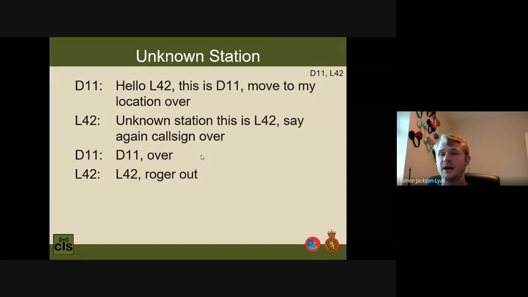Delta 11 comes back with their call sign and nothing else, because that's all they needed to say. And then Lima 42 can reply, Roger, out. And that means, yeah, I understand your call sign and I've received your message, move to my location. Does that make sense?